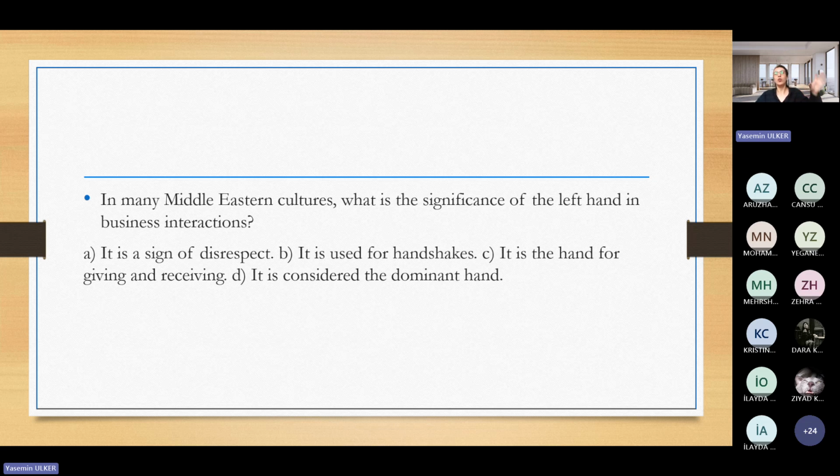In many Middle Eastern cultures, what is the significance of the left hand in business interaction? This is a very tricky question that I didn't know. It is a sign of disrespect, huh? Okay, A is not, it is used for handshake. No, I think it's hands for giving and receiving. It is considered the dominant hand. But Ziad said only, what is only? We use right only. Okay. This is why I also know.